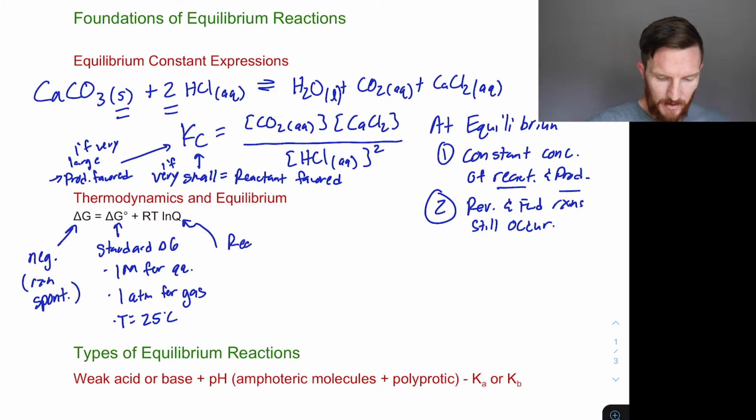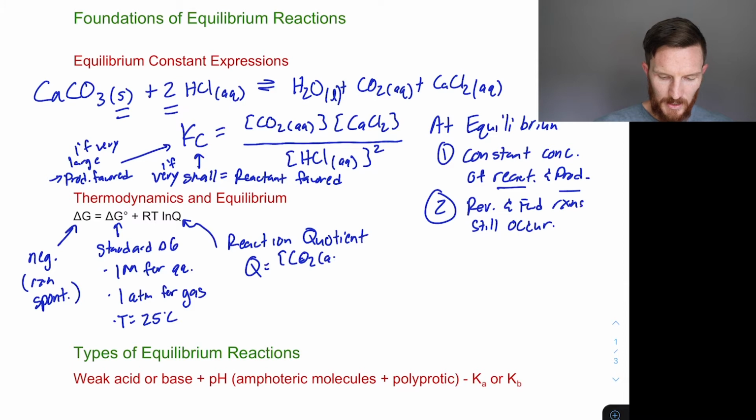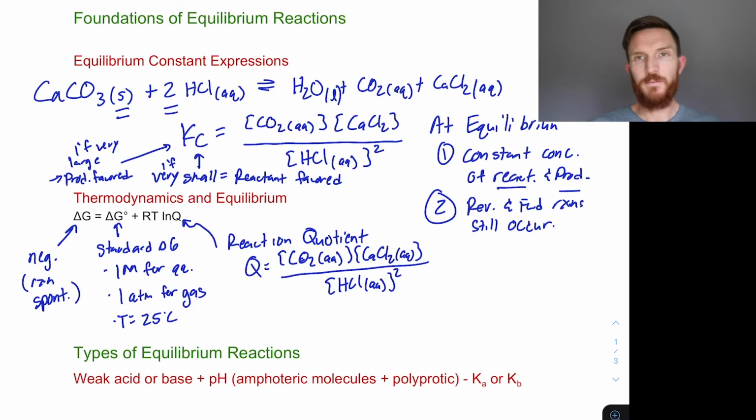So this is our reaction quotient. Think of it as the same expression as a K-value expression. The only difference is that our concentrations are not the equilibrium concentrations, right? So if I was going to write out the reaction quotient, Q, for my example reaction I'm looking at here, it's going to be the same thing. Carbon dioxide, calcium chloride, divided by our hydrochloric acid concentration squared. So the reaction quotient expression is the same.